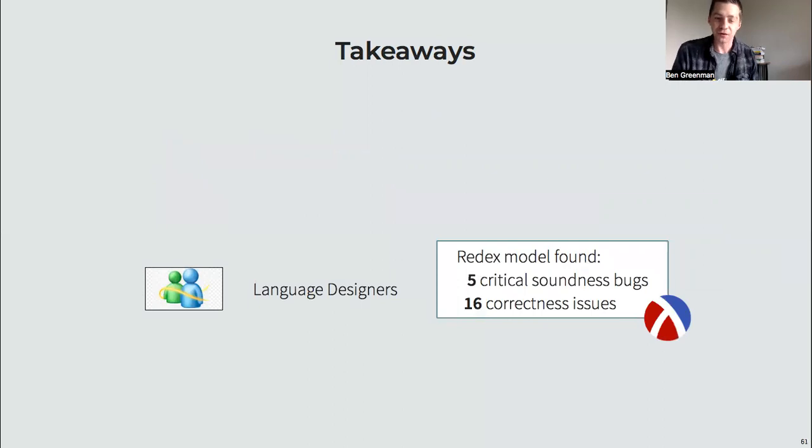And then a third comment for language designers more generally. In the paper, we talk about how we created a Redux model for static Python. And this was a very high payoff activity at a relatively low cost for us. So we were able to find 5 critical soundness bugs in static Python and 16 other correctness issues. All of these have been fixed by now, but for the low cost of creating the Redux model, we quickly found lots of important bugs, and this was in a language that had been running in production for well over a year at that point. So it's a great advert in favor of Redux. Go Redux.